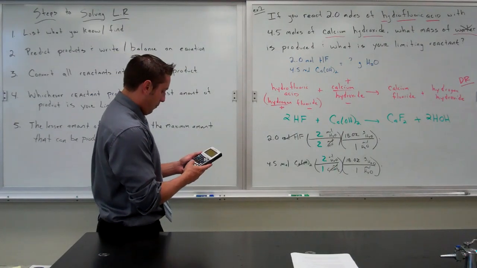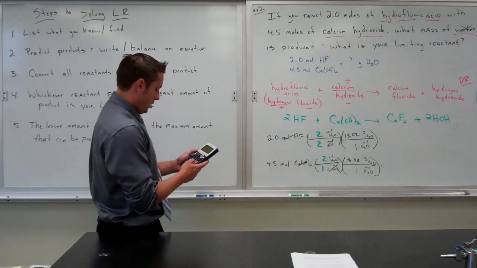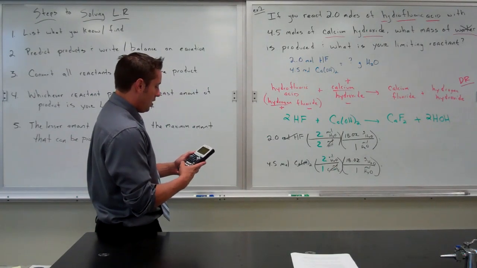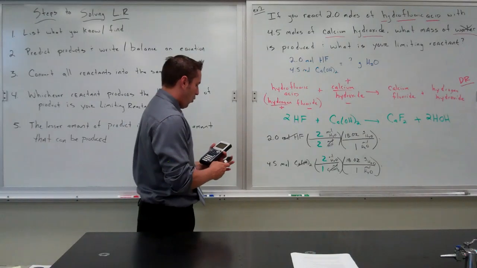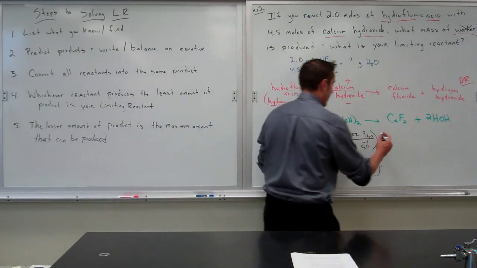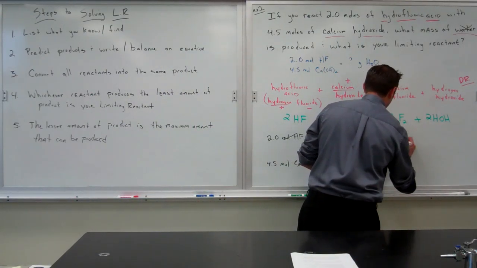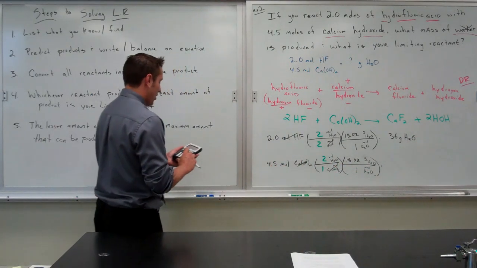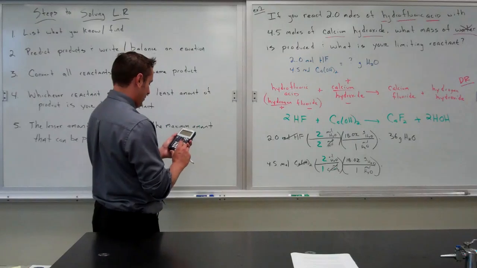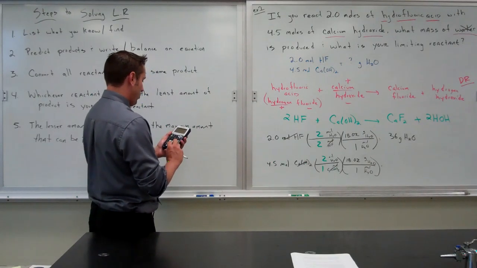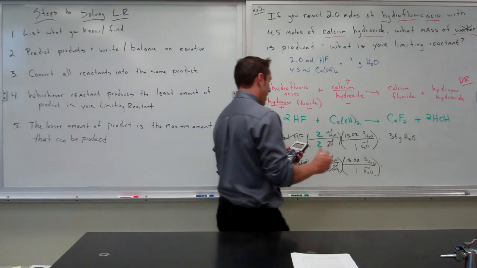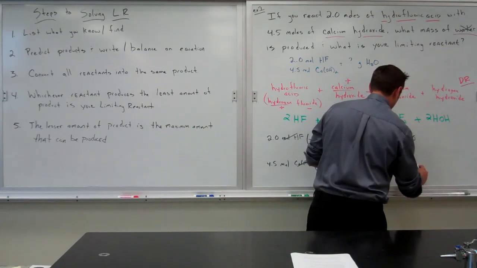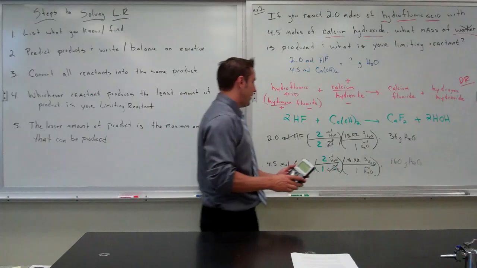So working out the top bracket, I get 2.0 times 2 divided by 2 times 18.02. I get 36.04 grams, but I only get 2 sig figs, so this tells me I can make 36 grams of H2O. Doing the same thing on the bottom, 4.5 times 2 times 18.02 tells me I can make 160 grams of H2O with the 2 sig figs.